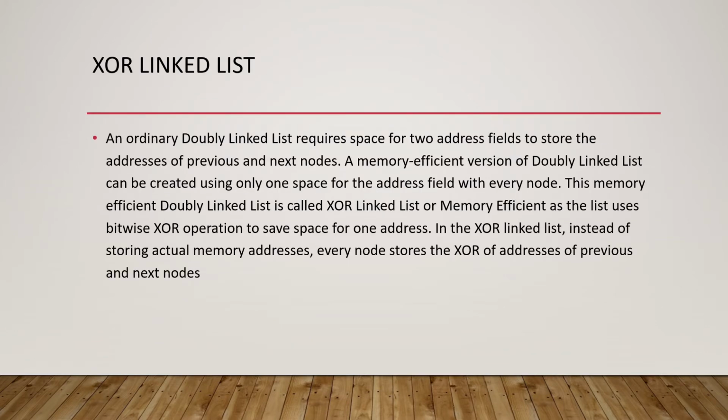XOR linked list. An ordinary doubly linked list requires space for two address fields to store the addresses of previous and next nodes. A memory efficient version of doubly linked list can be created using only one space for the address field with every node. This memory efficient doubly linked list is called XOR linked list, as the list uses bitwise XOR operation to save space for one address. In the XOR linked list, instead of storing actual memory addresses, every node stores the XOR of addresses of the previous and next nodes.